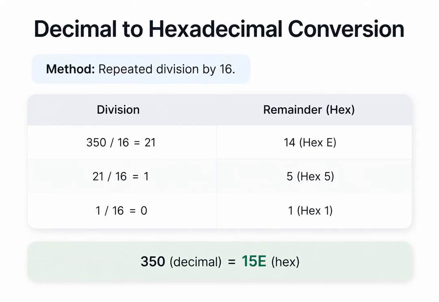To convert a decimal number directly to hexadecimal, we use the same repeated division method we used for binary, but this time we divide by 16. For example, 350 divided by 16 gives 21 with a remainder of 14. 14 in hex is E. We continue dividing until we hit 0, giving us 15E.